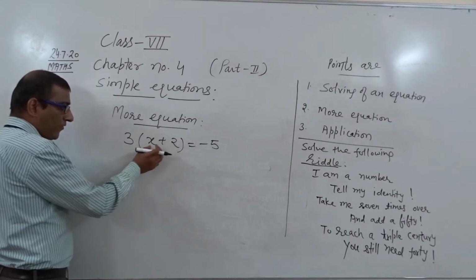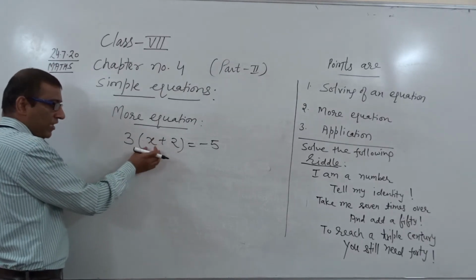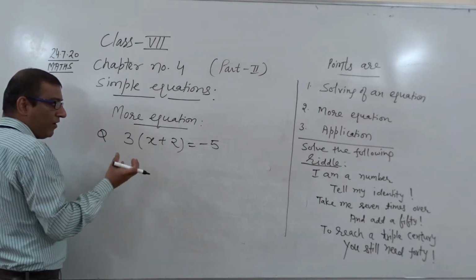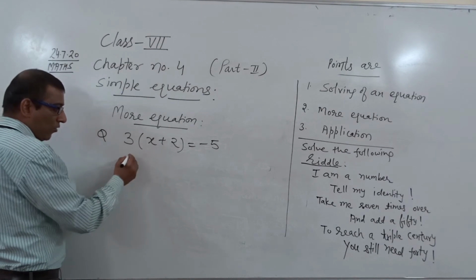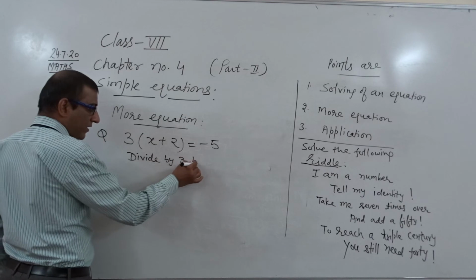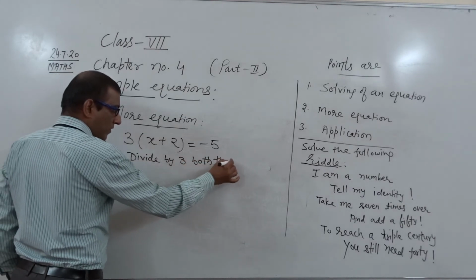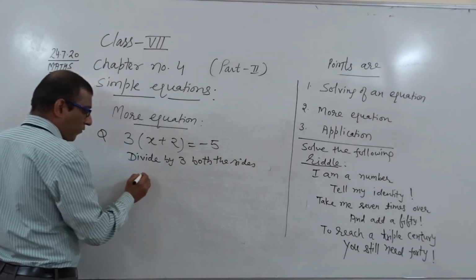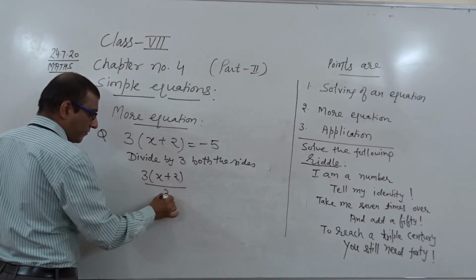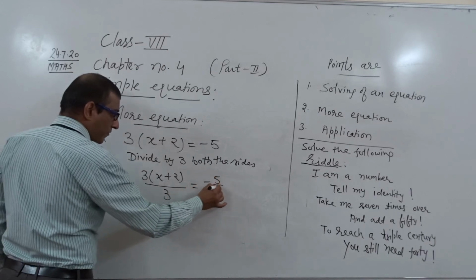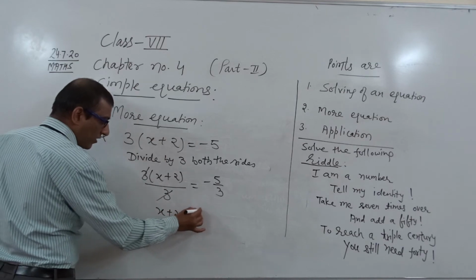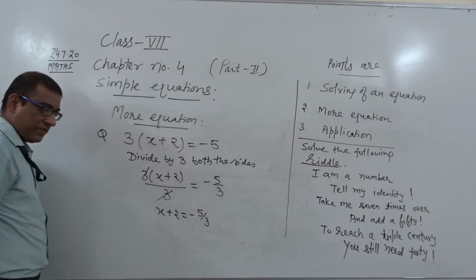First we will divide, because we want only x here. In this question, we have to calculate the value of the variable, and x is the variable. So how can we calculate the value of the variable? First we will divide both sides by 3. So when you divide both sides by 3, it can be written as, 3 and 3 cancel, and we will get x plus 2 equals minus 5 by 3.